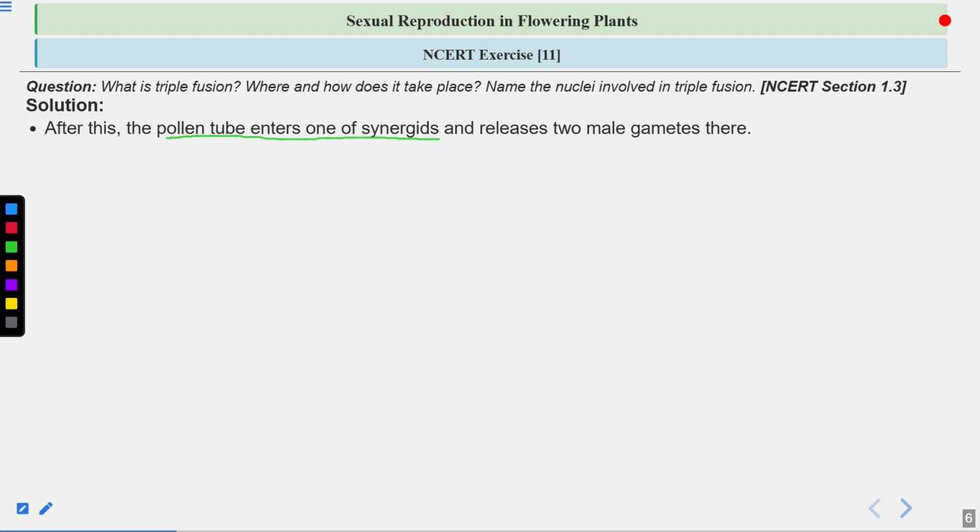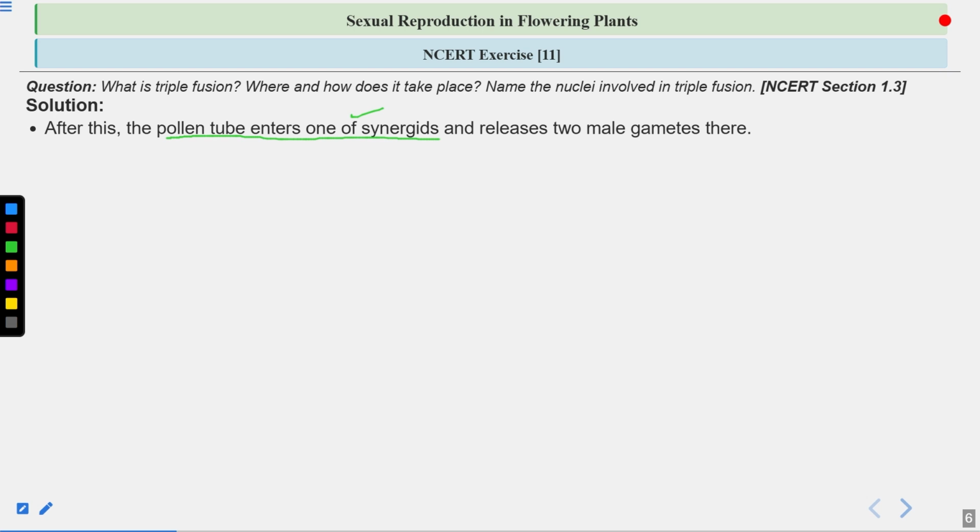Now, one of the synergids, here it is written very carefully, one of the synergids allows the pollen tube to enter inside it, right? The synergid cell is having actually what? The filiform apparatus. What is the function of the filiform apparatus? It guides the pollen tube. It releases the chemicals that attract the pollen tube, guiding it.